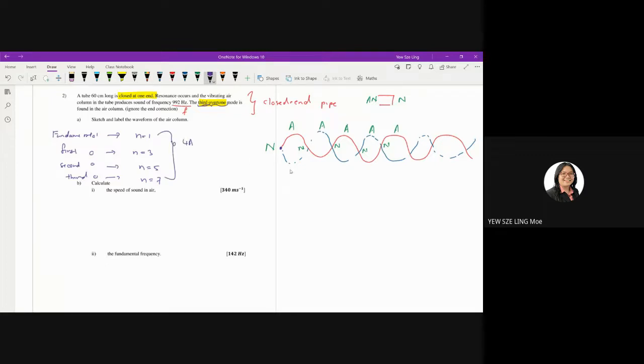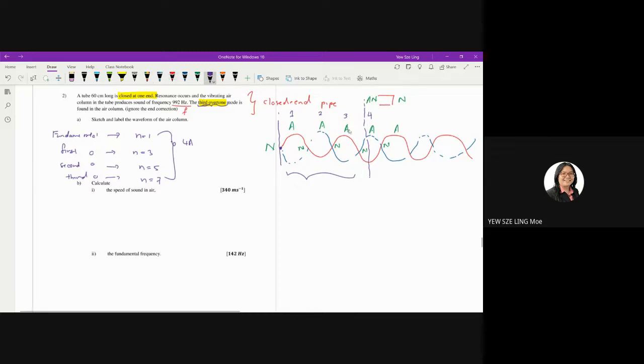So let us start from N. This is my first antinode, my second antinode, my third antinode, and this is my fourth antinode. I'm going to crop it out here, and then crop it here. So this part would be my final answer.